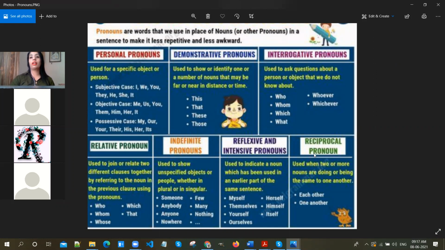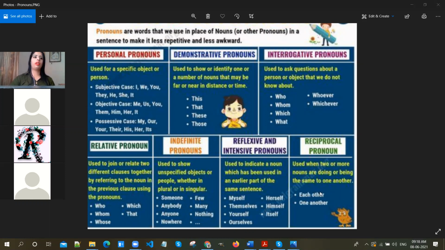Next is very important, reciprocal pronoun. Some students do not have a clear difference in reciprocal pronouns, like used when two or more nouns are doing or being the same to one another. For example, each other. Can anyone tell me the difference between each other and one another? Rahat, can you tell the difference between each other and one another? Okay. So I'll tell you.